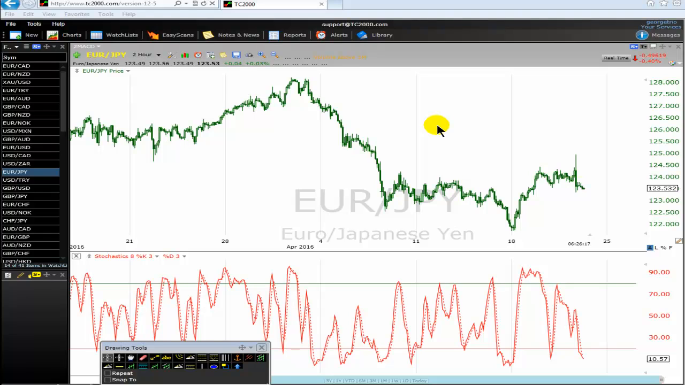In this tutorial, I want to do a live demonstration of a specific stochastic pattern that I will use for trading the euro-yen currency pair. I'm on the 2-hour time frame. On the 2-hour time frame, we notice the stochastic coming from the overbought zone.